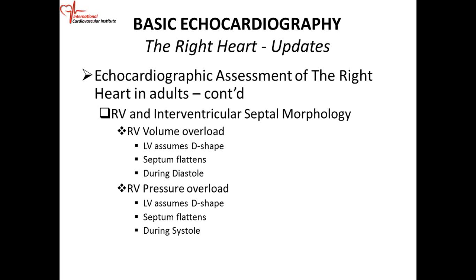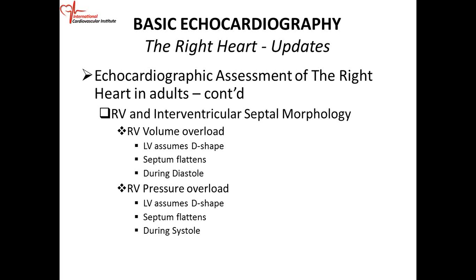And you can see that in either the apical four-chamber view or the short axis. If you look at the short axis, the interventricular septum will be pushed towards the left, giving a sort of straight line. And then, of course, you have that curvature at the bottom. So the LV looks like a D. It assumes a D shape with volume overload, because the septum flattens, giving it a straight line appearance. And this is evident in diastole.